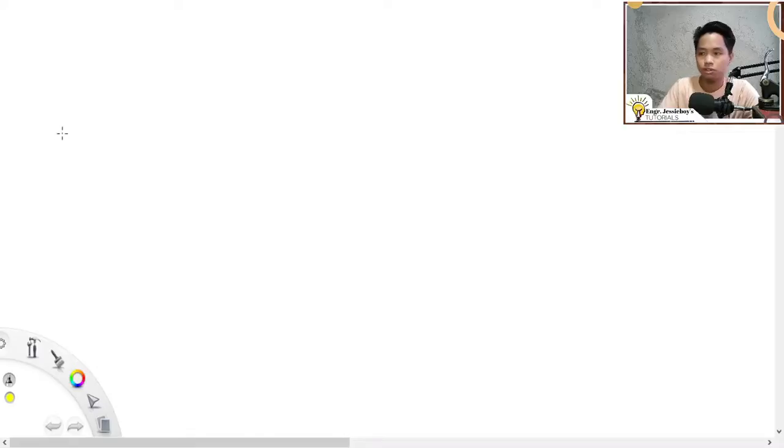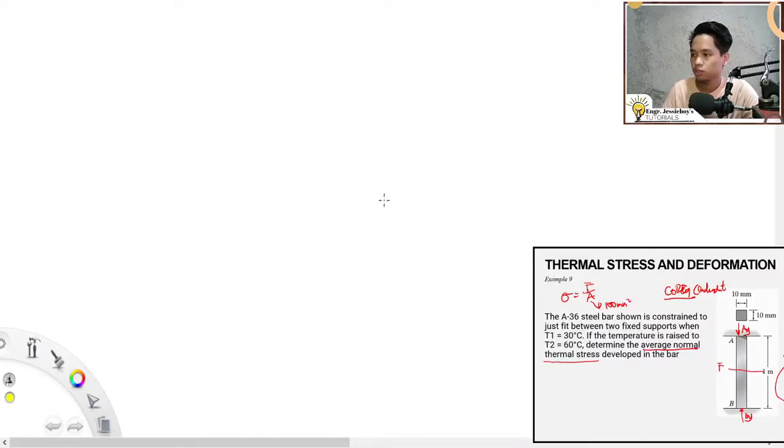Okay, so again, what we are looking for now is your normal stress, which would be equal to force over 100 square mm. Now, we already made the free body diagram earlier.